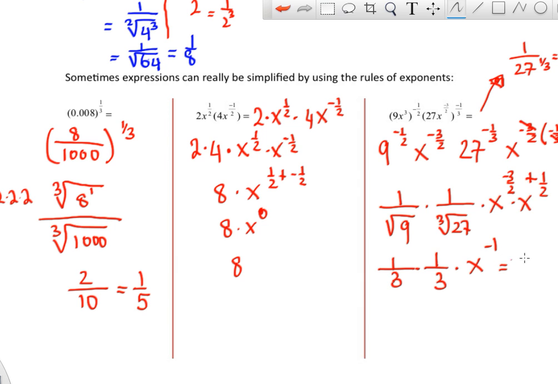So 1 over 3 times 1 over 3 is 1 over 9, and then this should have been a 1 over x, so I'm going to put this as one fraction. This is 1 over 9x.